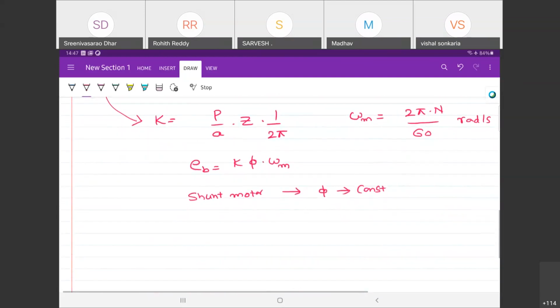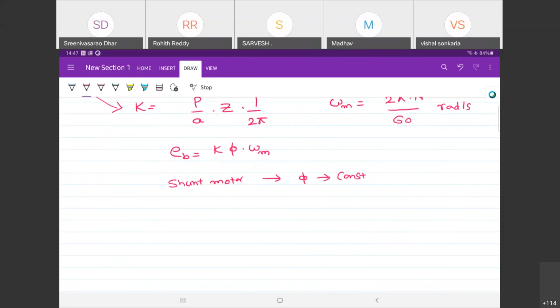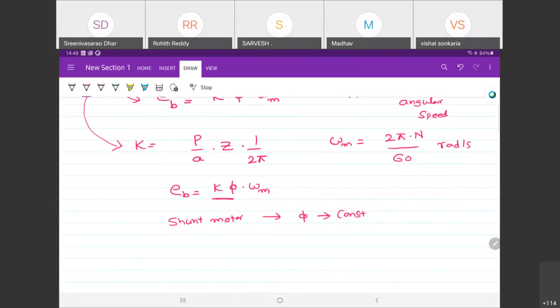So as long as the machine is operating at some speed or certain operating conditions, the flux will remain constant. So whatever this term is, this K is also constant. Here the number of poles P is constant, A the number of parallel paths is constant, Z the number of conductors is also constant, and 1 by 2 pi is constant. So this entire term is constant.